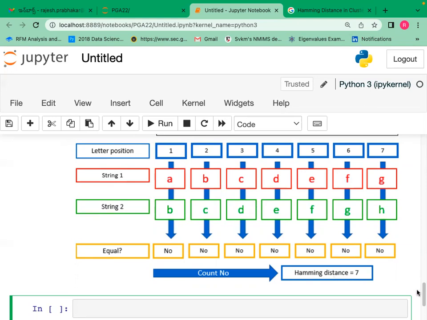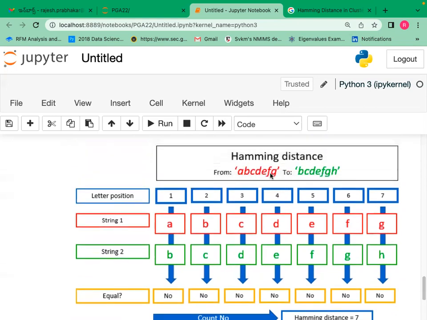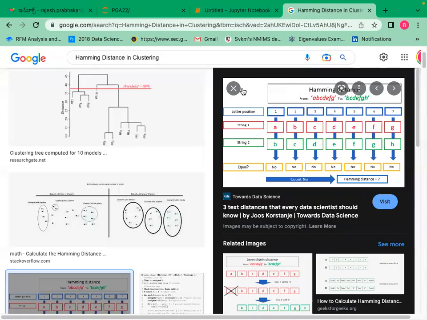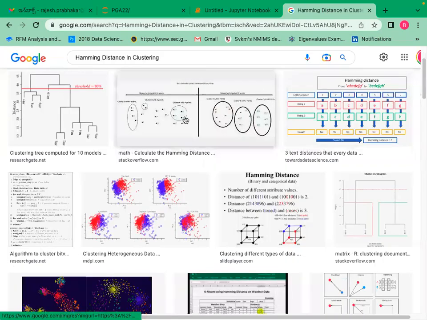Here, suppose we have two strings, A, B, C, D, E, F, G and B, C, D, E, F, G, H. Now you are trying to find the distance between these two strings. Are these two equal? No. So what will be the value? 1. These two are also not equal. The value will be 1. No means 1, 0 means yes. So the sum, the Hamming distance, is 7. So this is how Hamming distance is used in text mining and NLP.